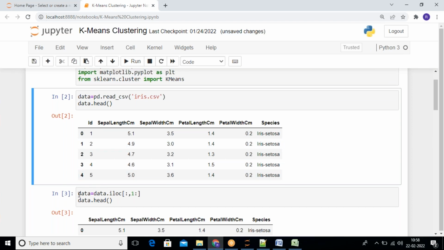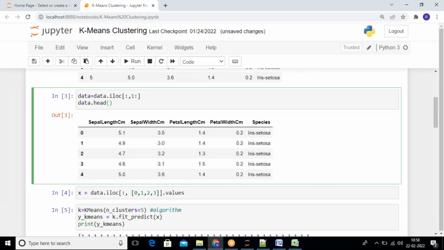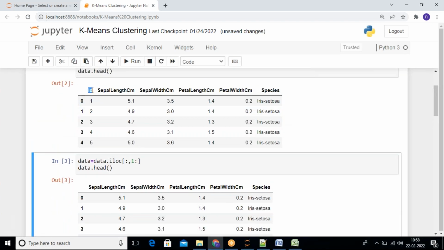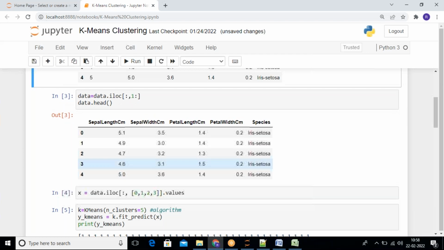Here I have taken all the rows, but columns from the 1st column, not the 0th column. See, sepal length, sepal width, petal length, petal width, and species. Got it? I have dropped this ID column because it is useless. It is increasing the dimension of the data, so I have removed it. So this is my actual data set now.